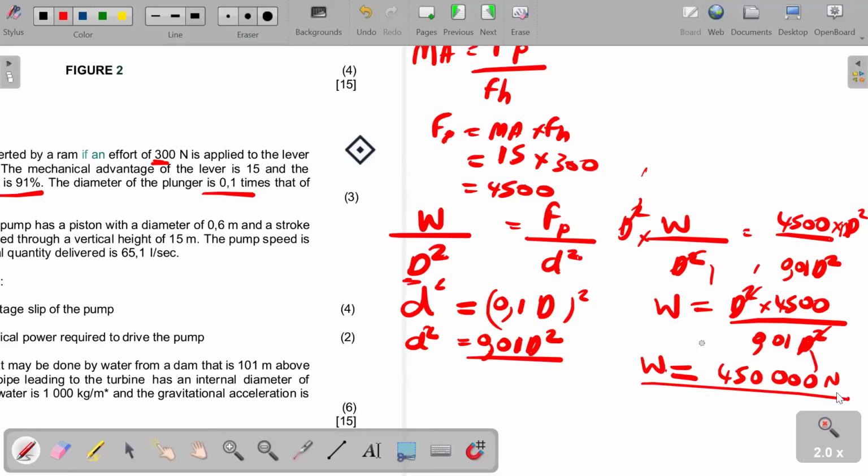When a machine is said to have an efficiency of 91 percent, it's correct to say that there is no machine that can be an ideal machine, meaning operating at 100% efficiency. It's not possible. So with that in mind, we now have the ideal weight.